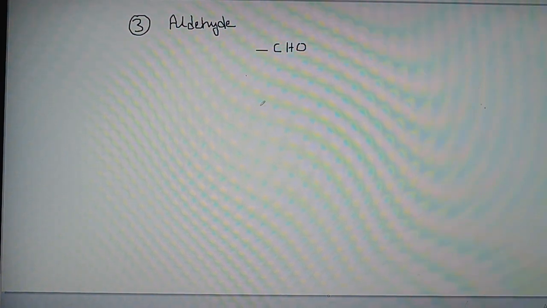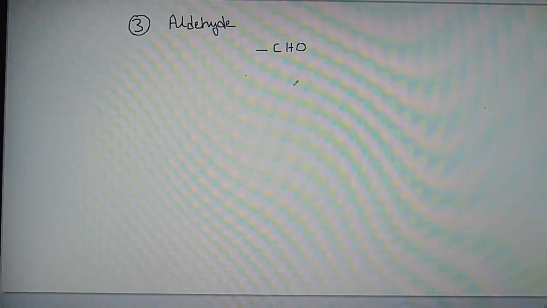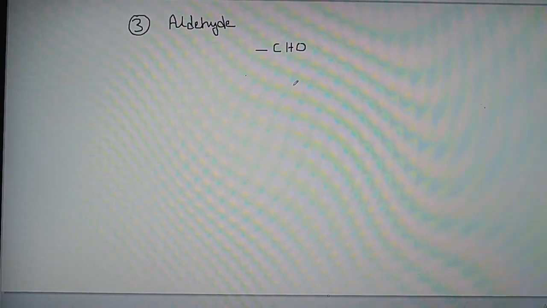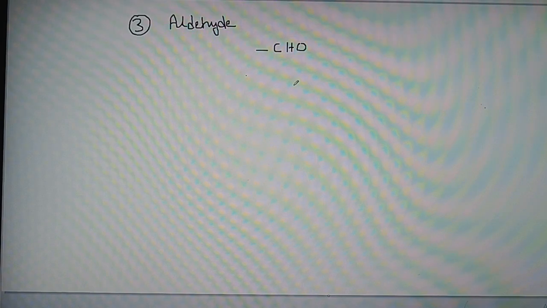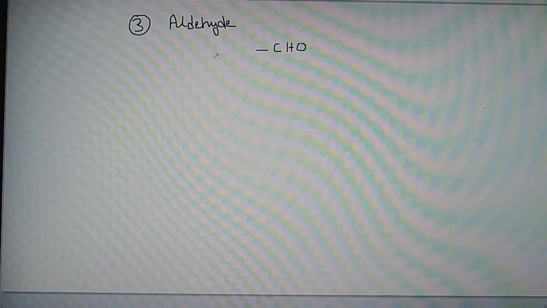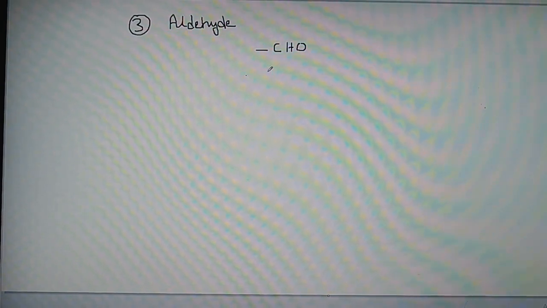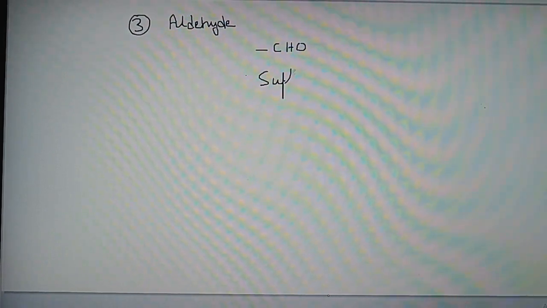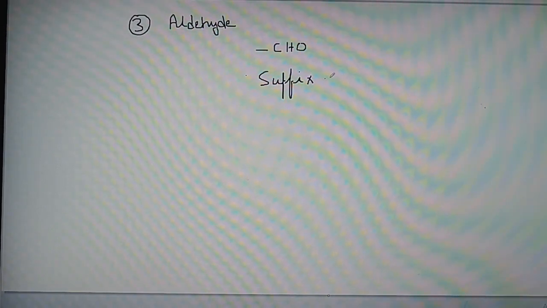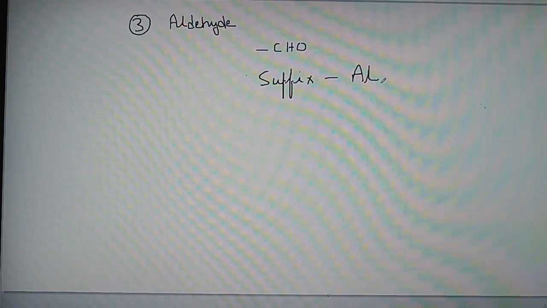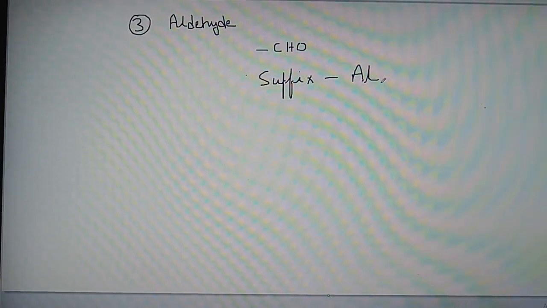So now this gets attached to, so what will be again the first member of the homologous series of aldehyde? Methanal, right? Because the suffix for aldehyde is al. And what will be the formula for the first member?